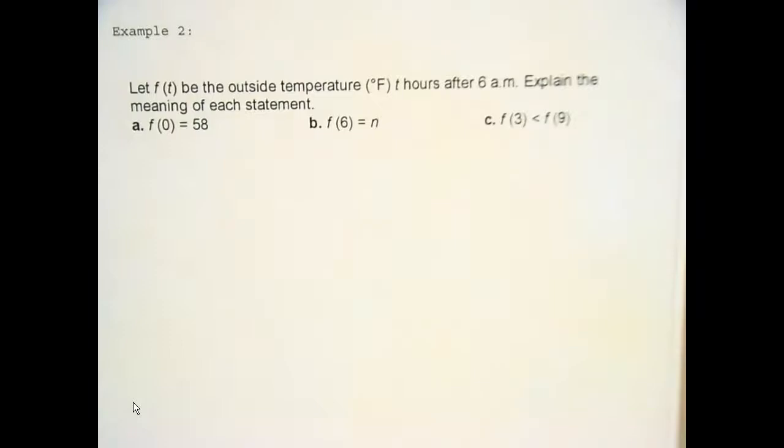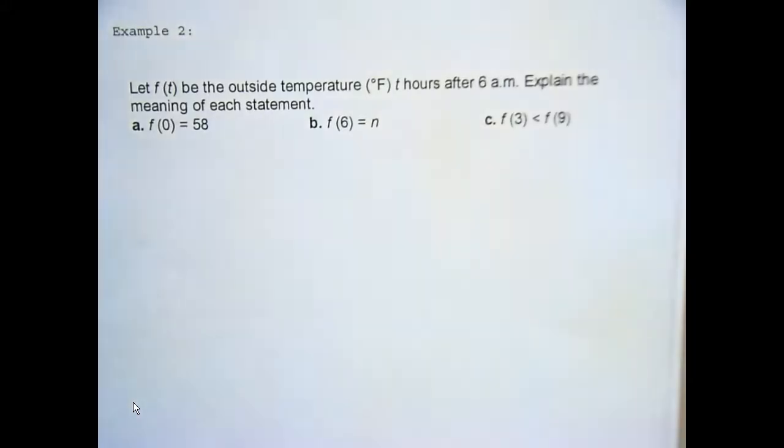So, reading through this, f of t is the outside temperature in degrees Fahrenheit, t hours after 6 a.m. T hours after 6 a.m. What's that mean? Yeah, it means how many hours after 6 a.m.